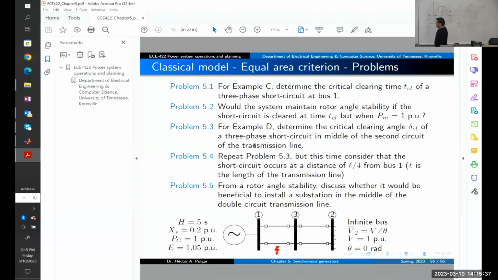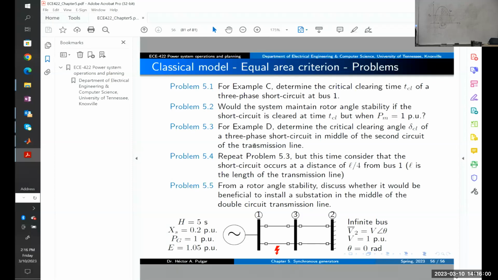I want you to discuss, from a rotor angle stability point of view, whether it would be beneficial to have a substation in the middle of this transmission line. What is going to be the purpose of this substation? Just to split the transmission line in two.